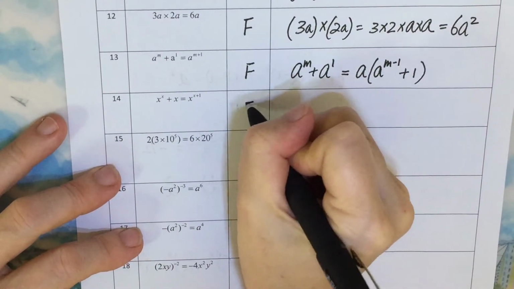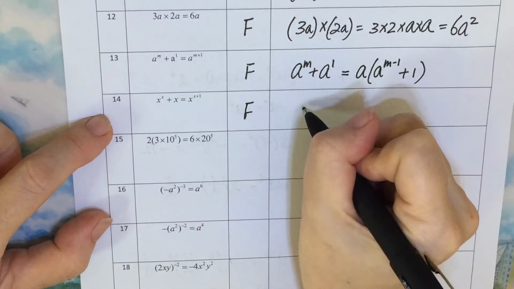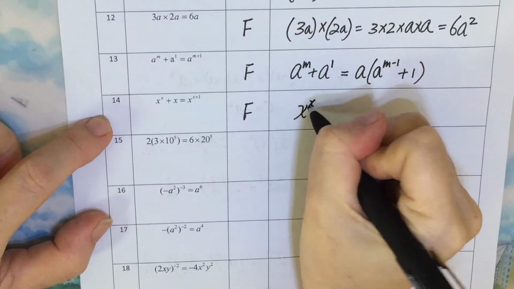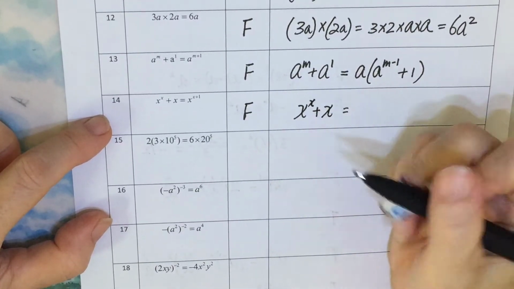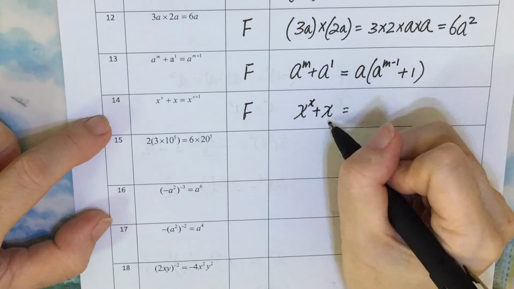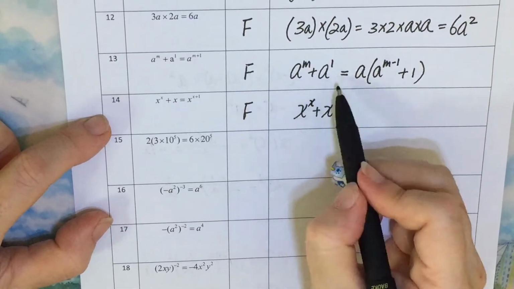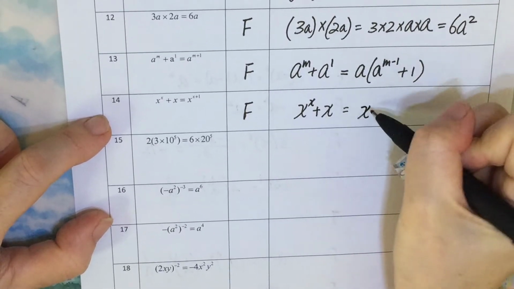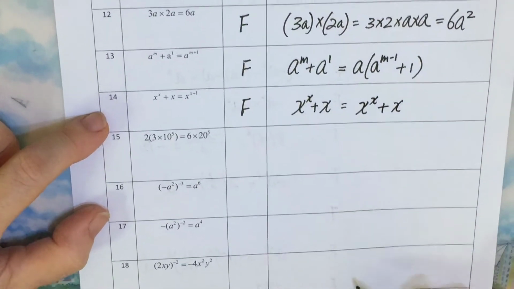Okay. So this is another false statement which is the same as question 13. It's the same thing. X to the power x and then plus x. Although they are both in terms of x, this x to the power x and x to the power 1 are considered unlike terms. So this part is also considered unlike terms. Unlike terms, you cannot add them. So you just leave them as two terms.